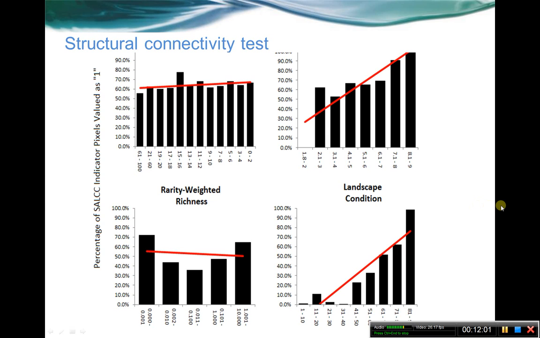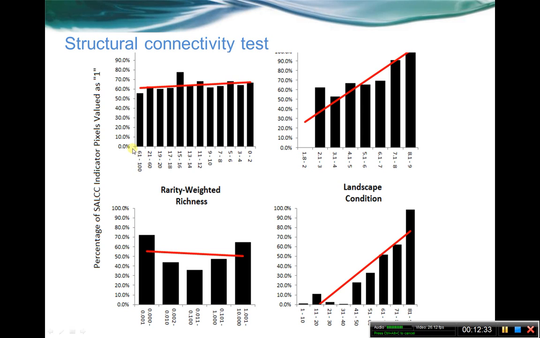Here's an example with structural connectivity. Oops, it looks like some figures got cut off here, so I'll explain. This top bar in the top left is looking at acres of exotic species versus structural connectivity. And here, there's really not much of a relationship at all between structural connectivity and, in this case, acres of exotic species.